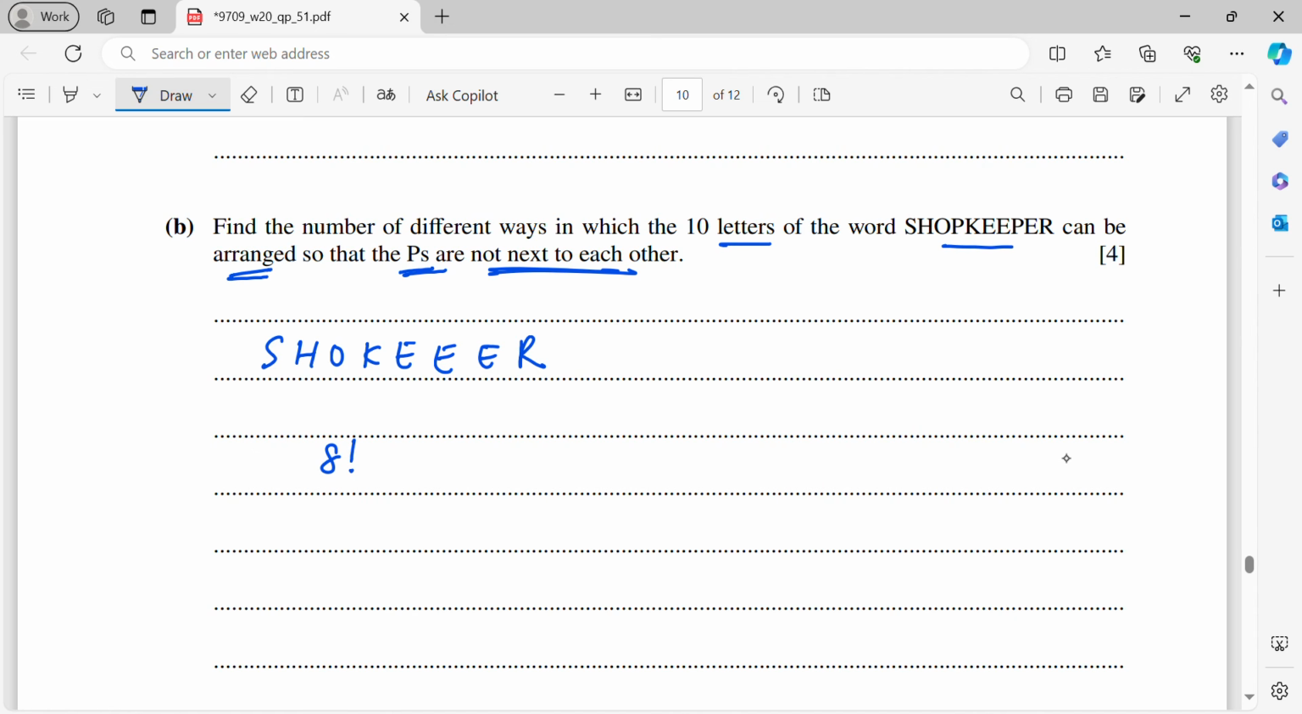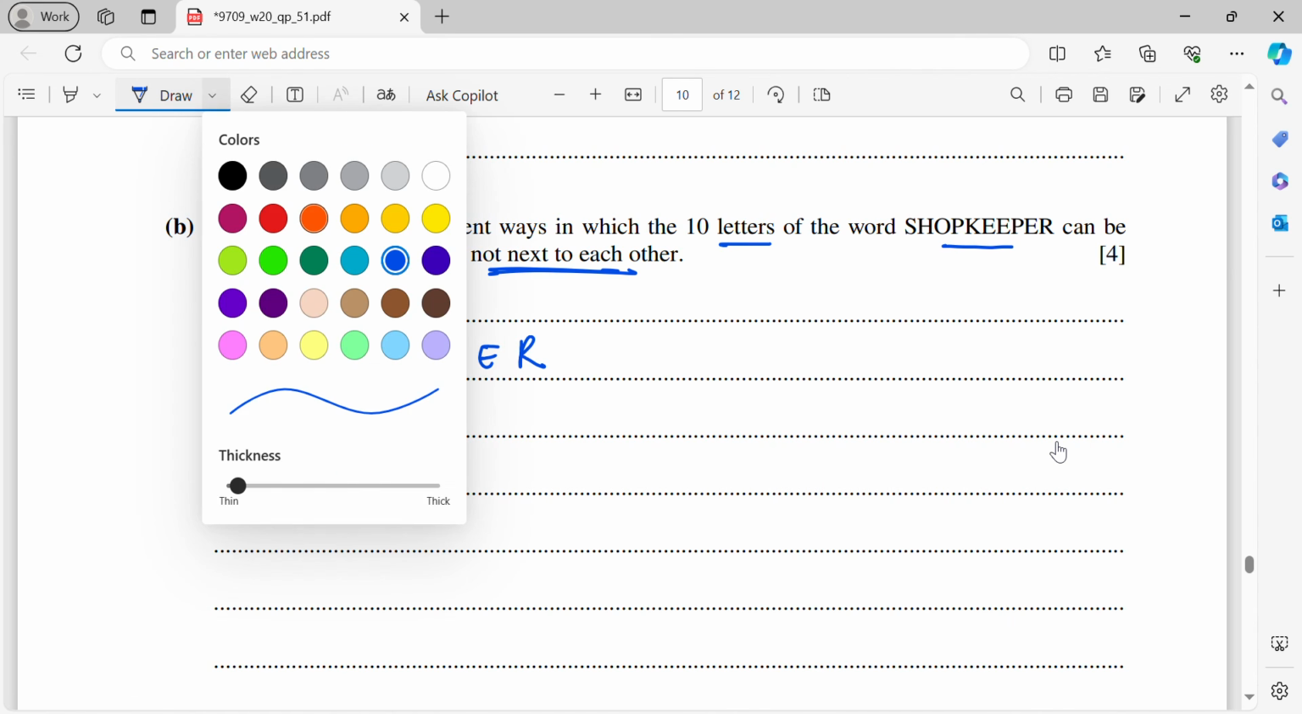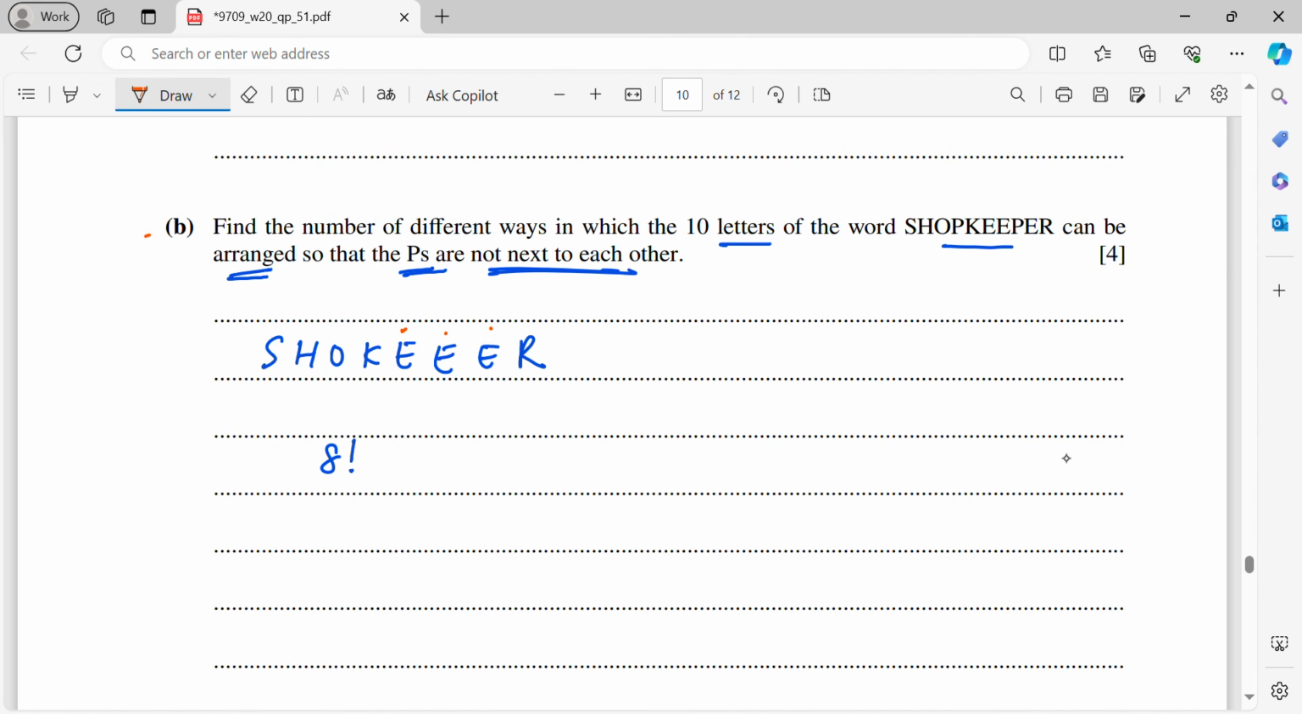But out of 8, I have 3 E's, so I have to divide by 3 factorial because the E's are repeating. Now where is the P? I have 2 P's there. So which means now your P can be in any of all these slots.